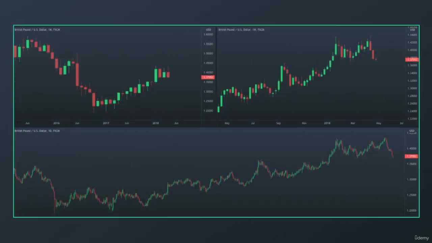In this example, we're going to analyze GBP USD using multi-time frame analysis on 3 time frames. So we're going to look at the monthly time frame, the weekly time frame, as well as the daily time frame. Whenever we analyze the market, we should always start with the higher time frame. So in this case, we will start with the monthly time frame.